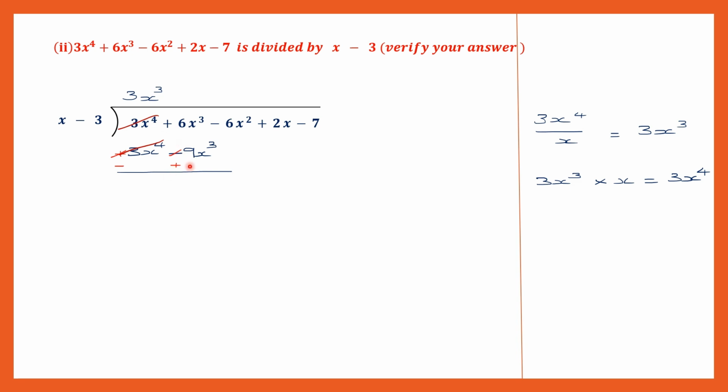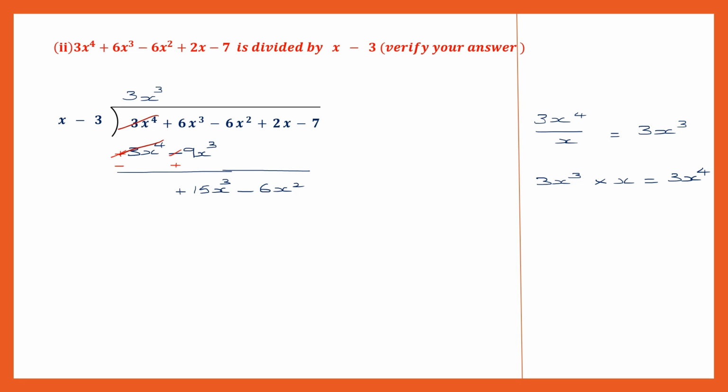Then we have 6 plus 9. So when signs are the same, you add up. 6 plus 9 is 15. So it is 15x cube. Bring down the next term, which is minus 6x square, and write it down here. So this is now minus 6x square.